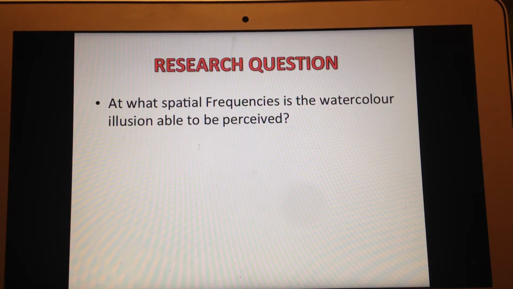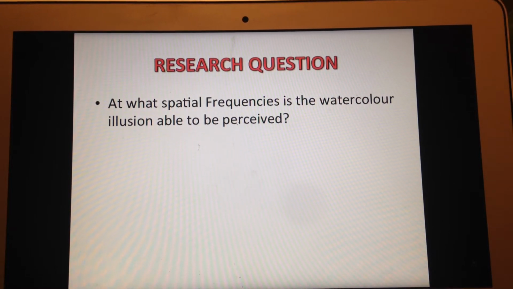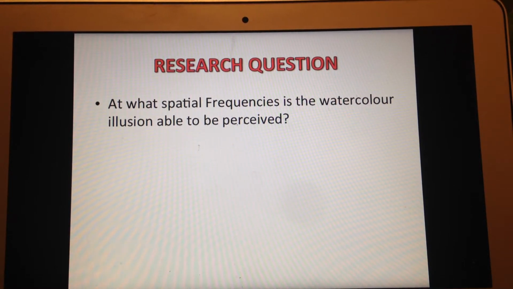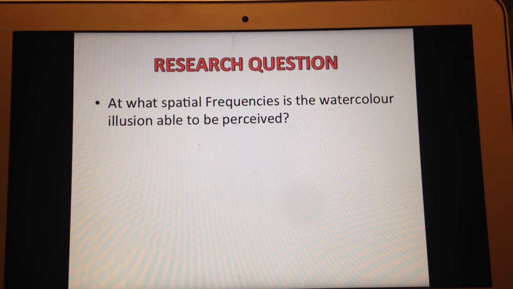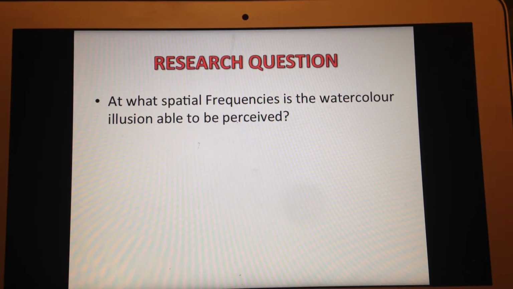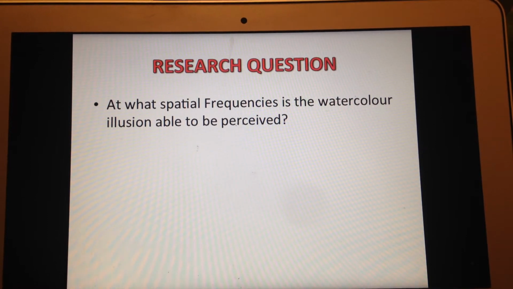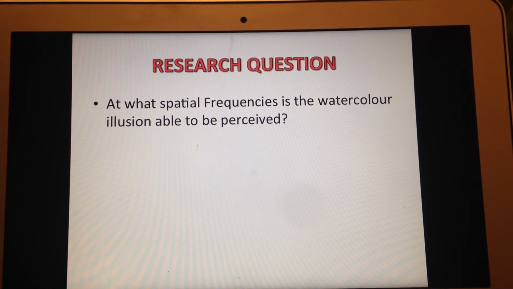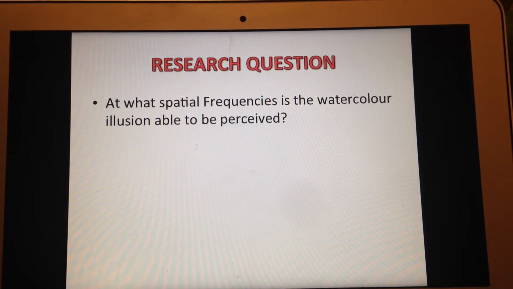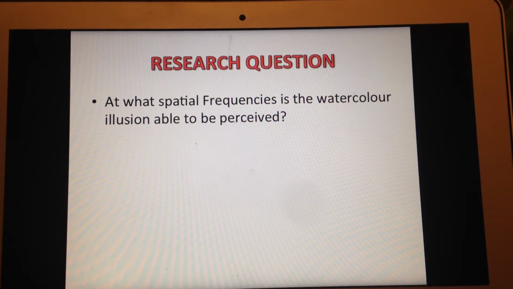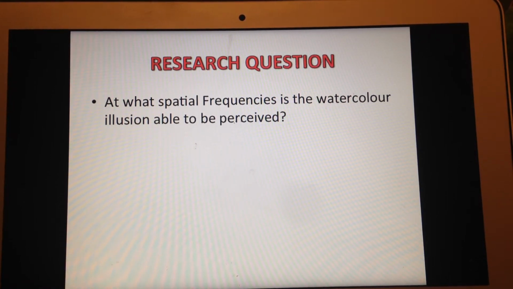A research question which would extend the literature on the watercolour illusion would be: at what spatial frequencies is the watercolour illusion able to be perceived? My reasoning for this question is because of the theory that colour assimilation occurs from local to global processing of vision, and that high frequency processing occurs first.